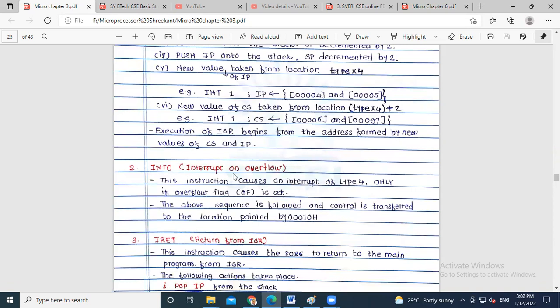And for INTO, interrupt on overflow, this instruction causes an interrupt of type 4 only if the overflow flag is set. Only if the overflow flag is set is the above sequence followed, and control is transferred to the location pointed to by 10H. So when the interrupt occurs, INTO is going to be handled. For that purpose we use the INTO instruction.